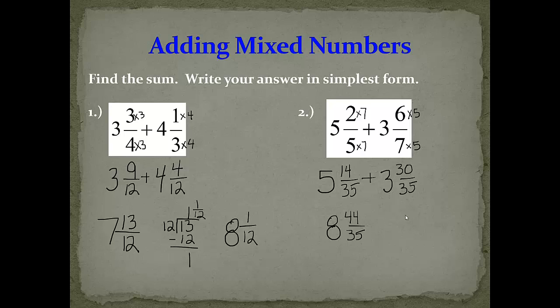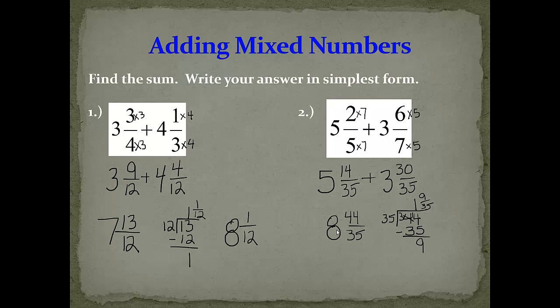So we'll do 44 divided by 35. 35 goes into 44 one time. 1 times 35 is 35. And when we subtract, we're going to get 9. So this would be 1 and 9/35.